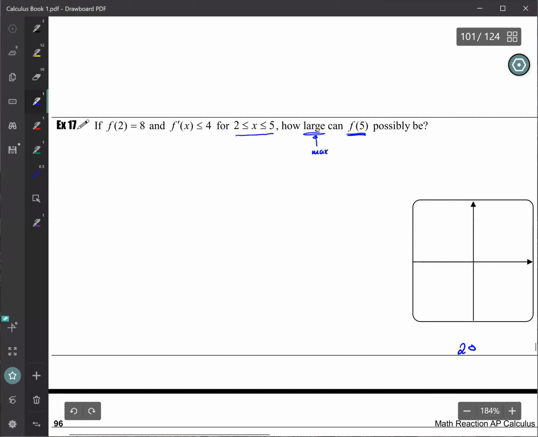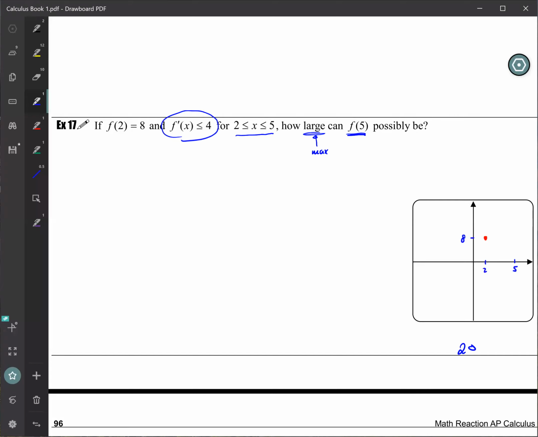So let's draw it out, right? f of 2 equal to 8. So let's say here's 2. Here's 8. Okay, so I have a point. f of 2 equal to 8. And it says between 2 to 5, right? So 5, let's say, is here. How large can this be, right?